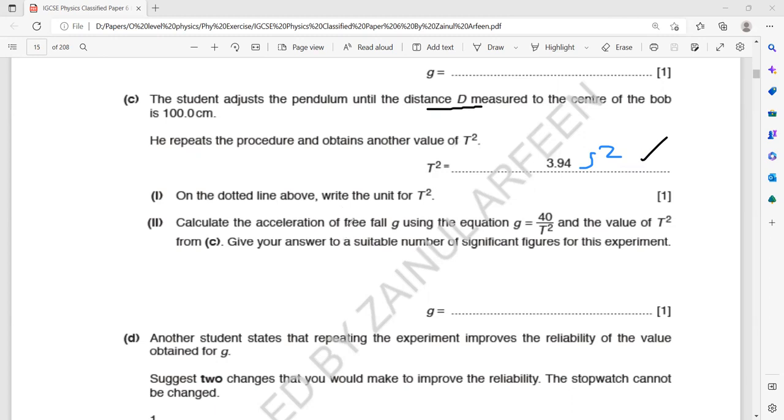Now the student calculates the value of g as 40 divided by T squared. So 40 divided by T squared, which is 3.94. What's the answer? 10.15. When the last digit is a 5, we just round up, so it will become 10.2. And don't forget to write the unit, meter per second squared or newton per kilogram.